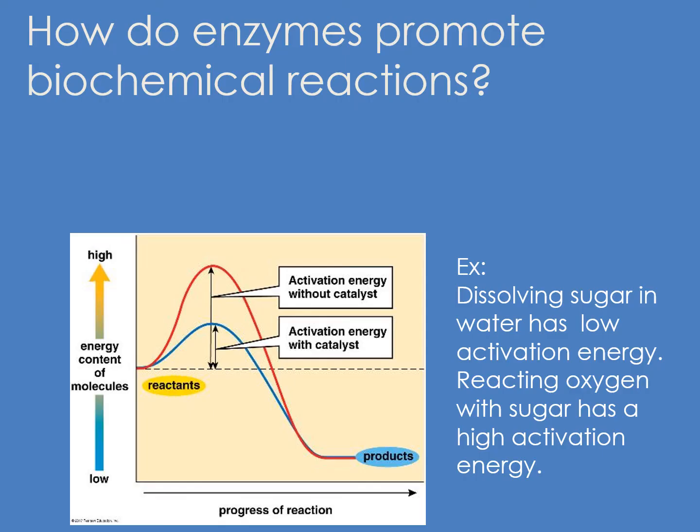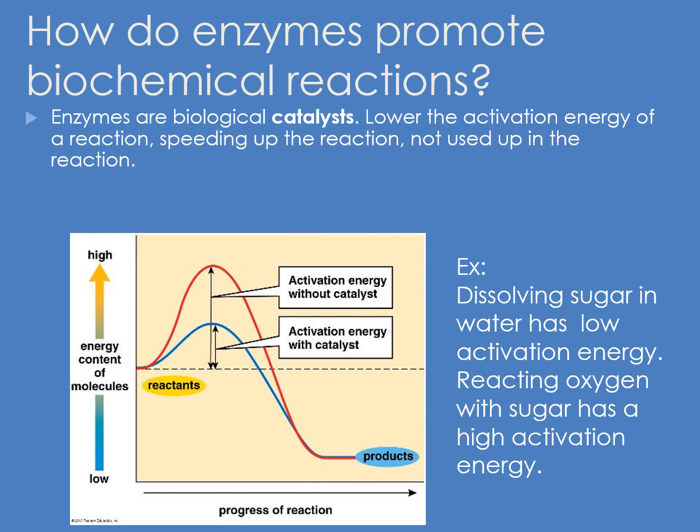So how do enzymes promote biochemical reactions? We just talked about using enzymes from bacteria or maybe the enzymes in the gut of a caterpillar to break down plastics. How do enzymes promote biochemical reactions? Number one, enzymes are biological catalysts. What that means is they lower the activation energy of a reaction, speeding up the reaction, and they are not used up in the reaction. So they can keep doing this process over and over and over.